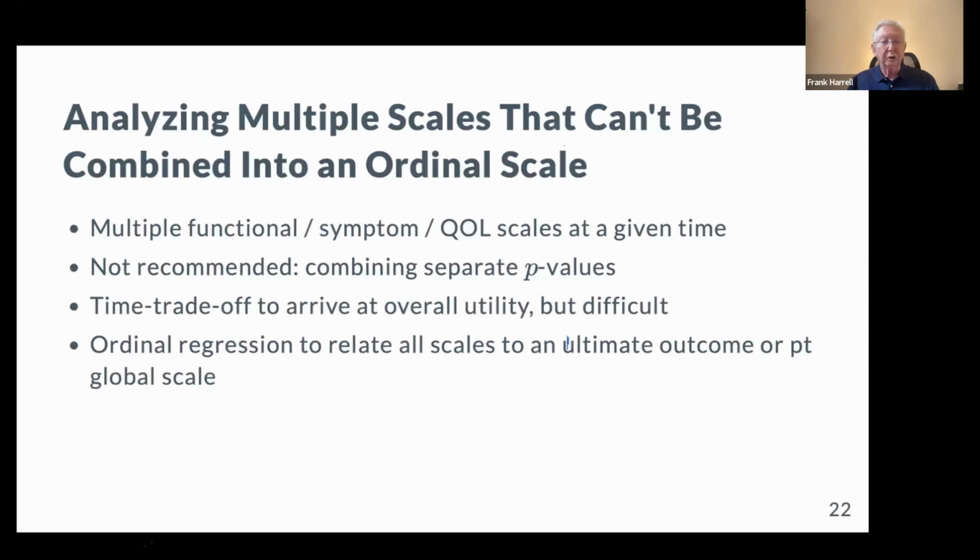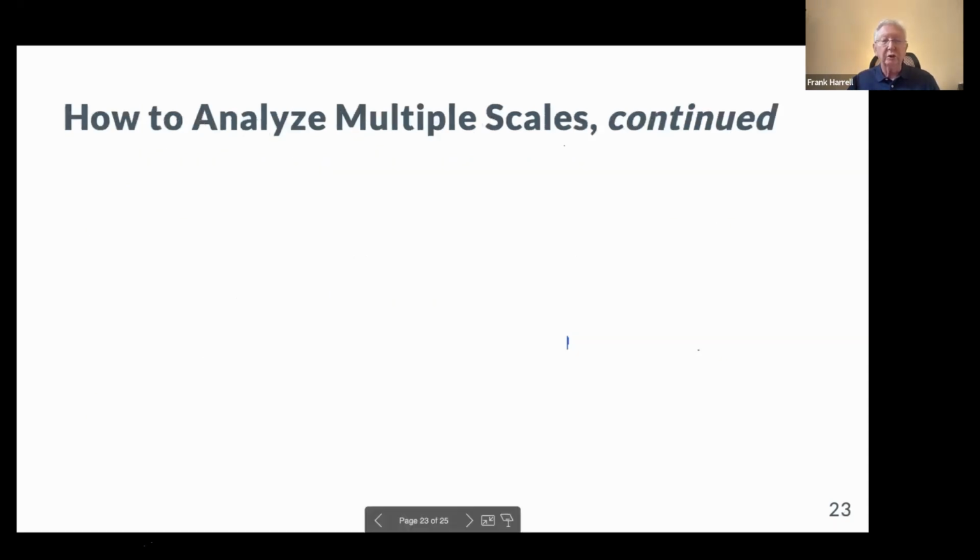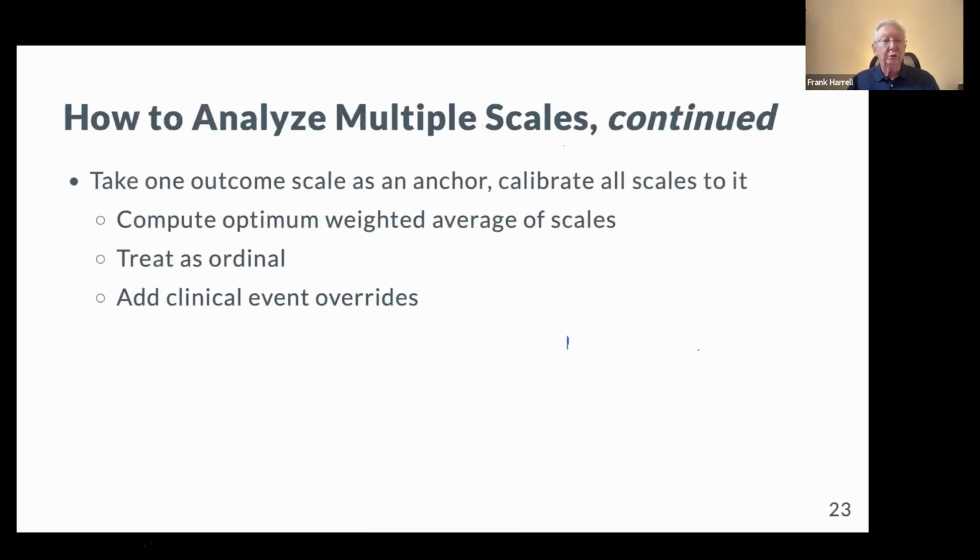You could do a time trade-off study and actually analyze utilities, but it's difficult. You could do an ordinal regression to relate all the scales to an ultimate outcome or to some patient global satisfaction scale. You're using an anchor, and then you could project all the scales into a single global scale for the ordinal longitudinal model. You don't see those things done very often, but they are possibilities. You could treat one of the outcome scales as an anchor that calibrates all the other scales to it so that then you can get an optimum weighted average of the scales that you treat as ordinal and add clinical event overrides.